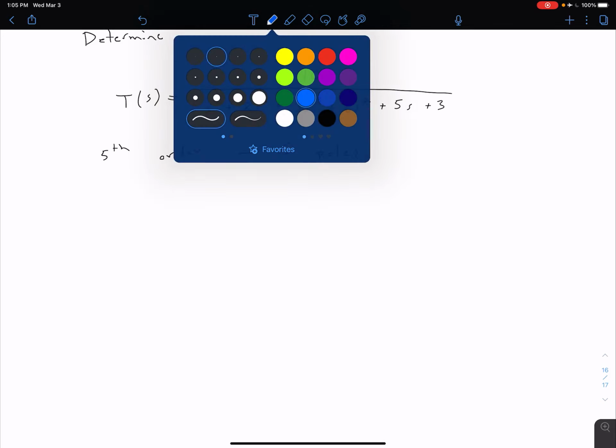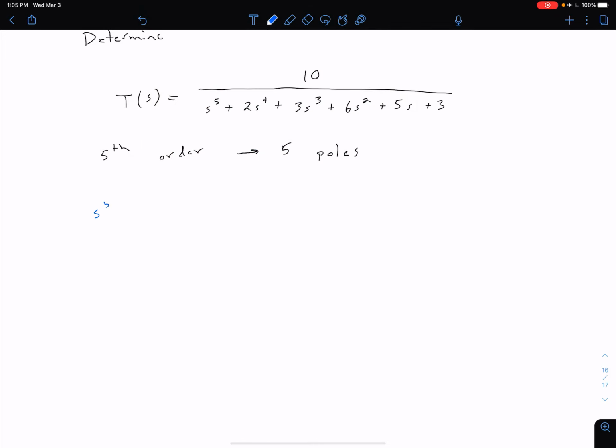To be consistent with how I've been doing this before, let's use blue for our initial information. We're going to label our rows s to the 5th, s to the 4th, s cubed, s squared, s to the first power, and s to the 0th power. Remember, as we're filling in our Routh table, we look at our highest order coefficient and then skip every other one. So we get those numbers for our first row: 1, 3, and 5. Then for our second row, we come back to the values that we skipped: 2, 6, and 3.